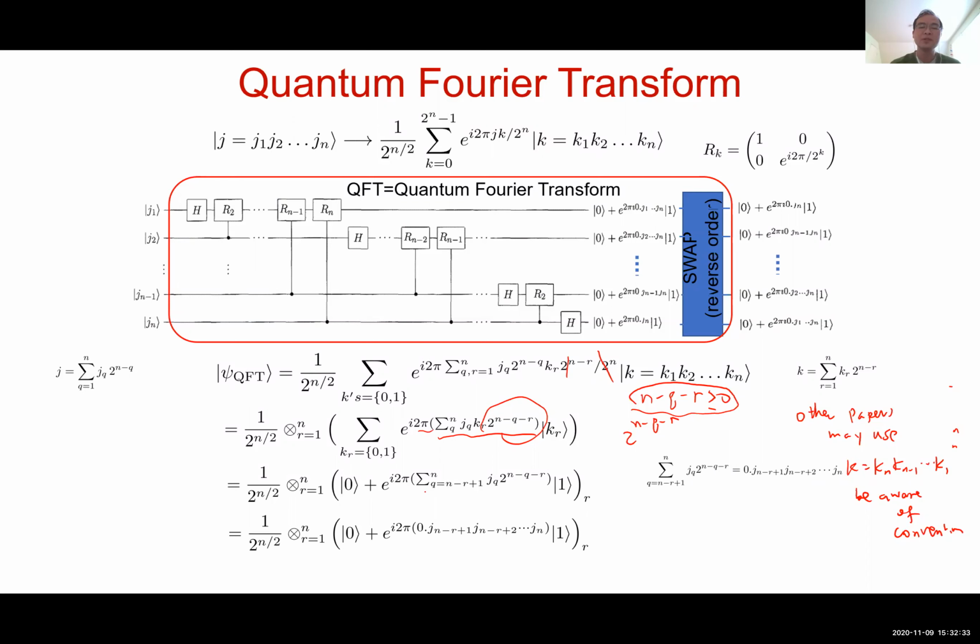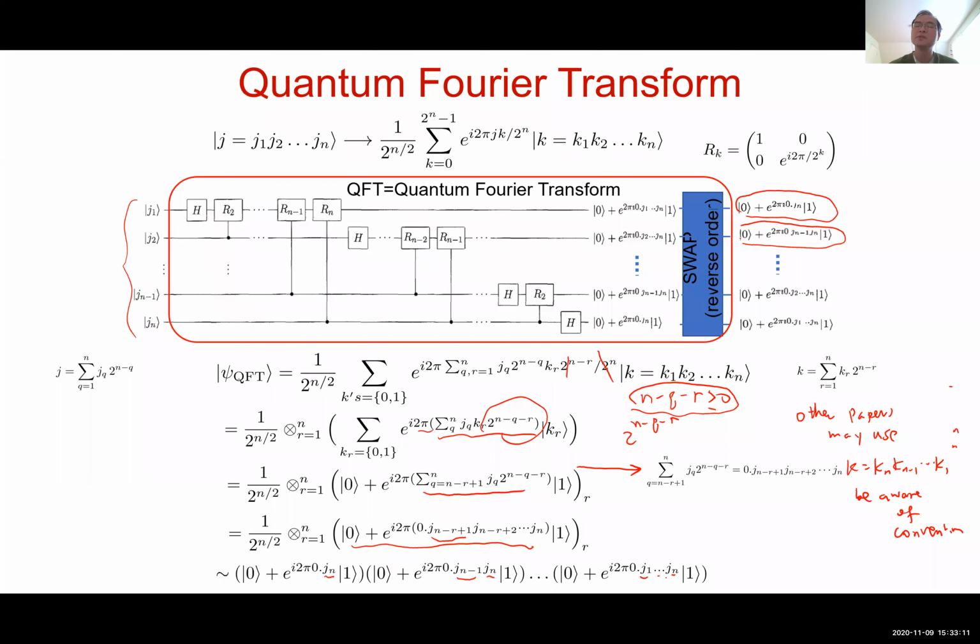So here I'm just writing in terms of the binary representation. Just write it out. The first one, when r equals 1, starts from Jn, and just Jn. When r equals 2, you have Jn minus 1, Jn. For the last qubit, you have all the bits from here. Okay, so that's the derivation, and that's why this is the final form. Compare these to that.